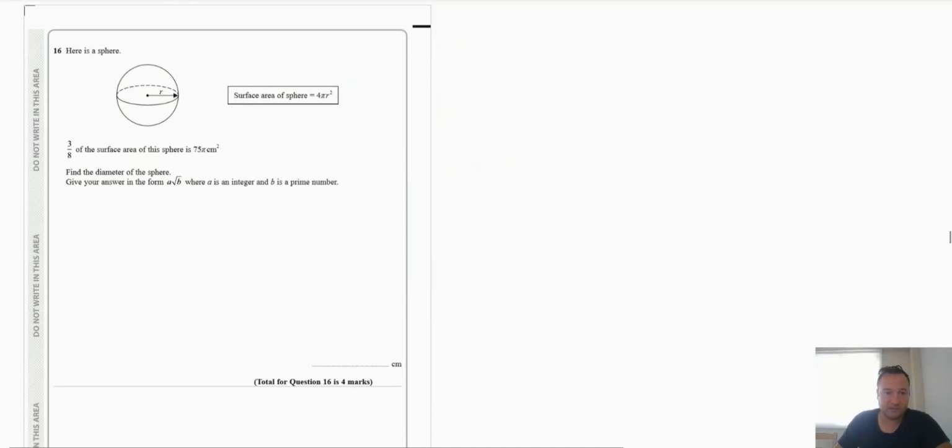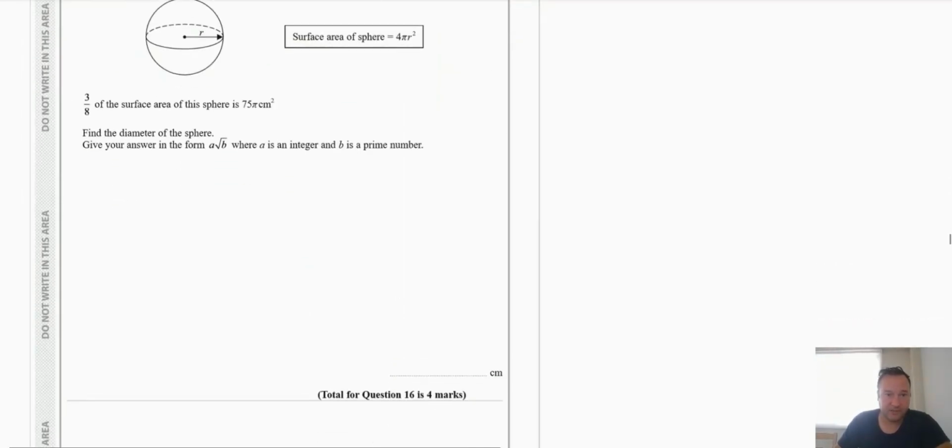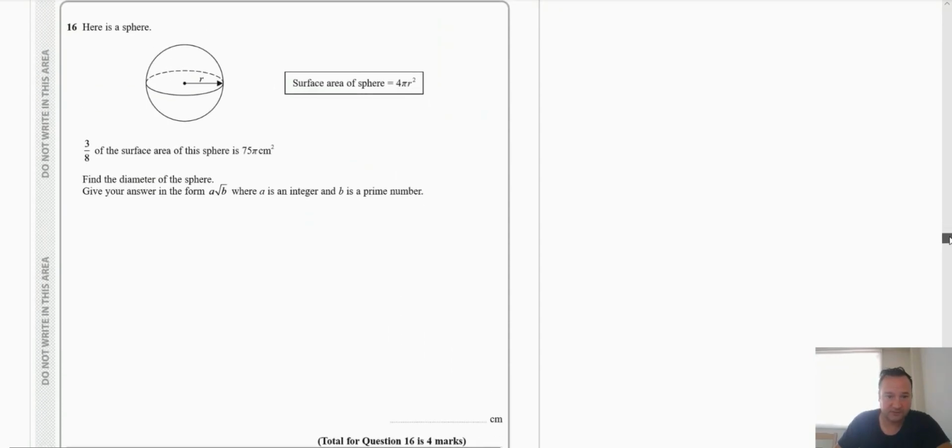Question 16, 4 marks. So we can see these questions now are really starting to get more and more difficult. They get a little bit more challenging. Nevertheless, nothing we can't handle. So we've got a sphere, radius r. It tells us that the surface area of a sphere is 4 pi r squared. 3/8 of the surface area of this sphere is 75 pi centimetres squared. Find the diameter of the sphere.